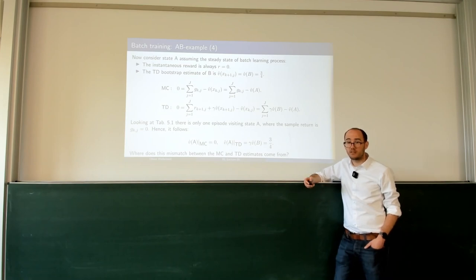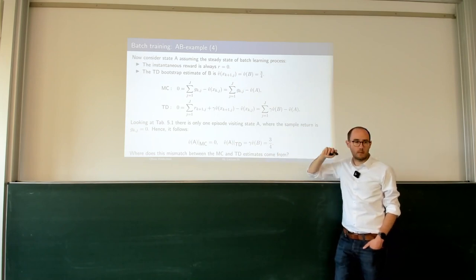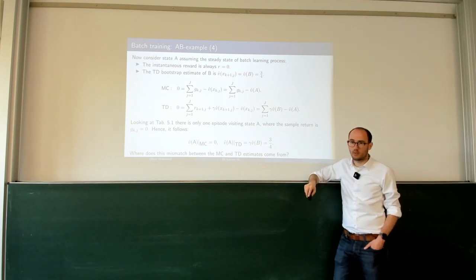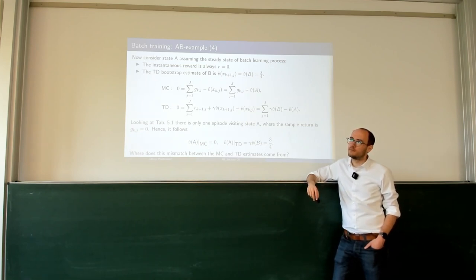So we have the same data, right? The data for the two are identical, sampled from the same MDP. But in the one case we get a 0, and in the other case we get 3 over 4. Sure. Yes, that definitely goes in the right direction.